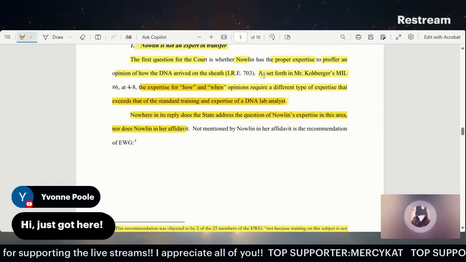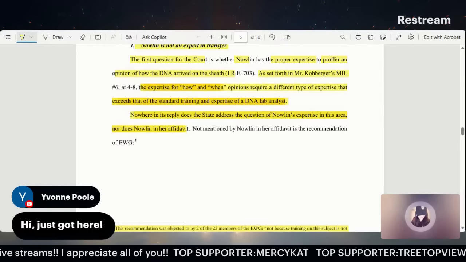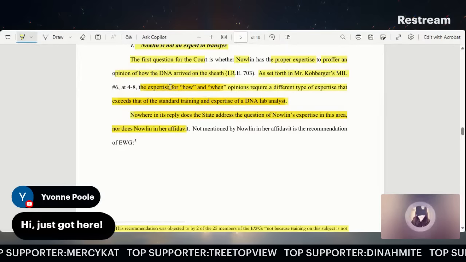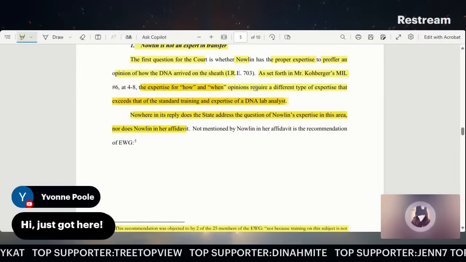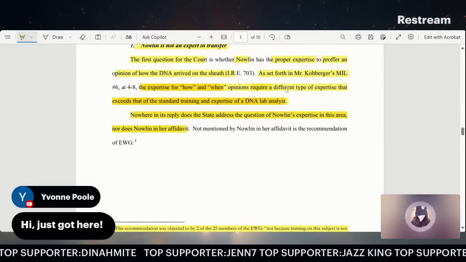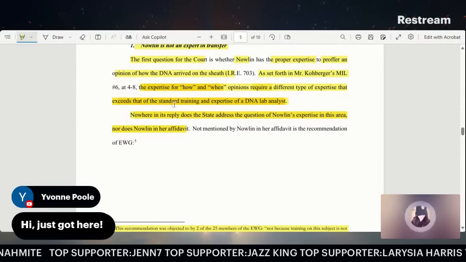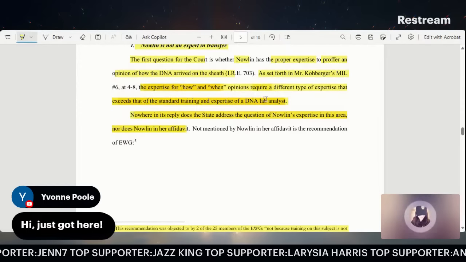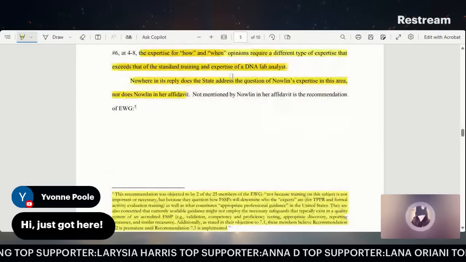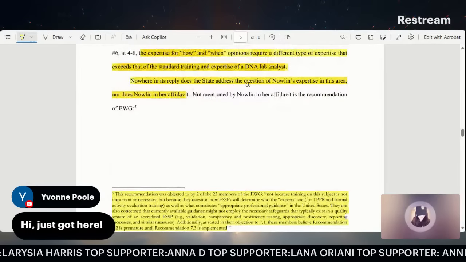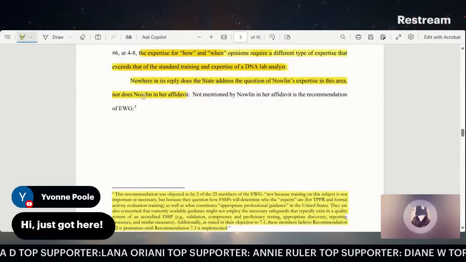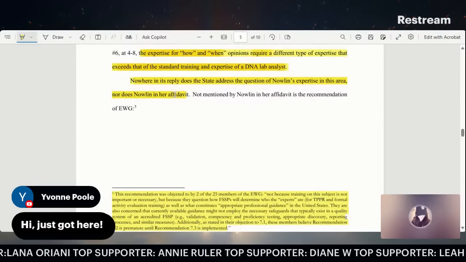All right, let's read this again. As set forth in Mr. Kohberger's motion in Limine number 6, the expertise for how and when opinions require a different type of expertise that exceeds that of the standard training and expertise of a DNA lab analyst. Nowhere in its reply does the state address the question of Nowlin's expertise in this area, nor does Nowlin in her affidavit.